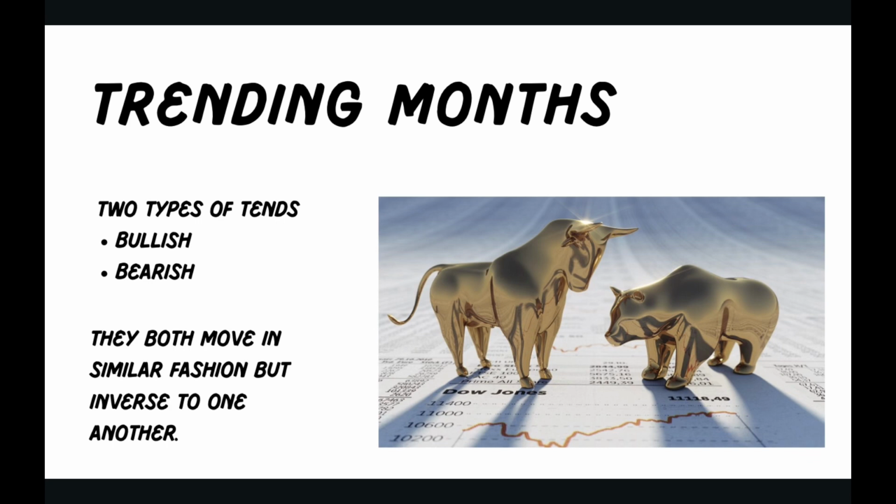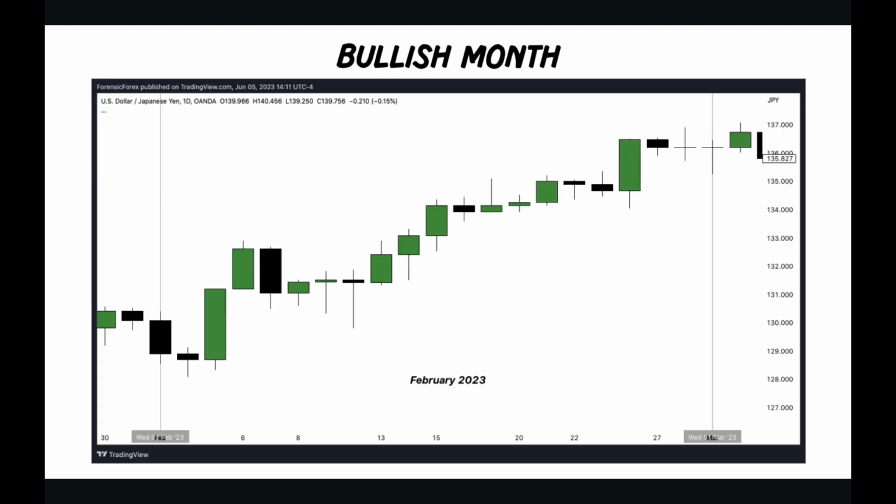If you've been trading any asset class, whether it's outside of FX or cryptocurrency or futures or commodities or stocks, you know that these 2 icons represent a certain trend in the market. One is going up, which is bullish, and one is going down, which is bearish. The bulls versus the bears. Here is an example of a bullish month.